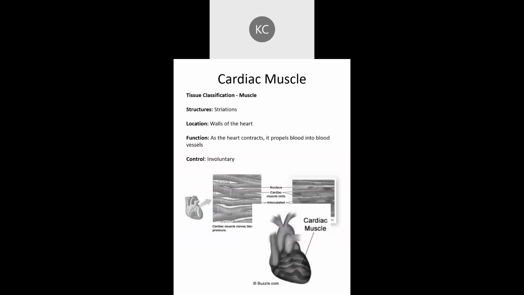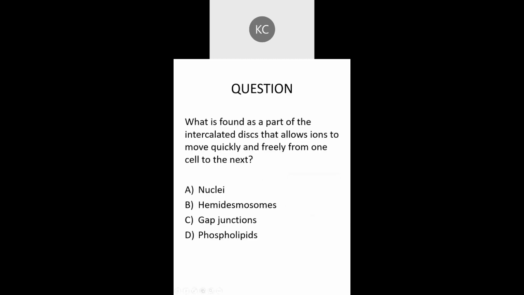All right, so you can see this here making up our heart, and you can see this branched network to the cell itself. All right, so answer this question: what is found as a part of the intercalated discs that allows ions to move quickly and freely from one cell to the next? So pause the video, try to answer this, and I will move on. So the answer in this case is going to be C, right?